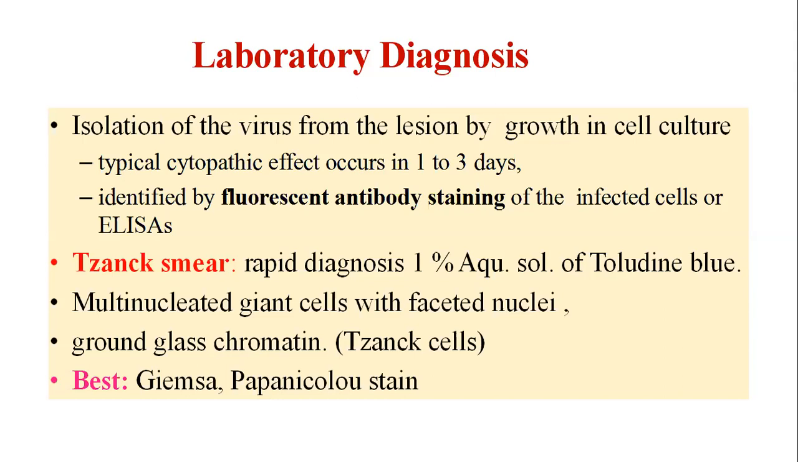First, the analysis can be done by smear analysis. This particular method is known as Tzanck smear. This is a very rapid diagnosis of HSV. Here the solution is a 1% aqueous solution of toluidine blue. If multinucleated giant cells with fested nuclei are noticed, then we can say that these cells are Tzanck cells. And here the best stain is either Giemsa or else Papanicolaou stain.